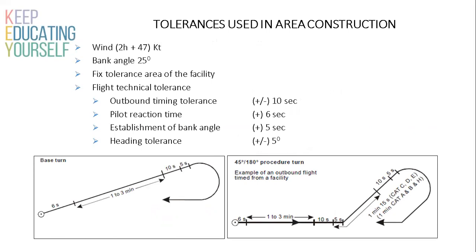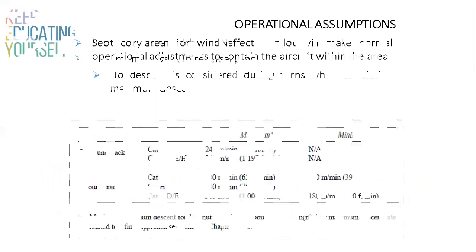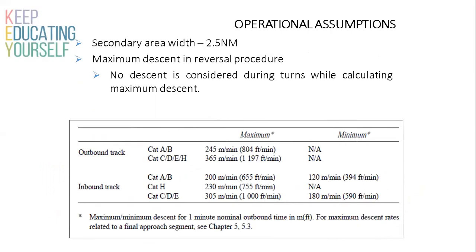Tolerances used in area construction: wind 2H plus 47 knots, bank angle of 25 degrees. Outbound time tolerance will be plus or minus 10 seconds. Pilot reaction time plus 6 seconds. Establishment of bank angle plus 5 seconds. Heading tolerance plus or minus 5 degrees both sides. Pilot correction for wind effect: pilot will make normal operational adjustments to contain the aircraft within the area. Secondary area width will be 2.5 nautical miles. Maximum descent in reversal procedure: no descent is considered during turns while calculating maximum descents.